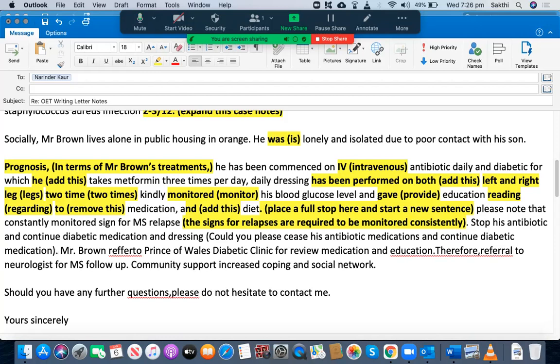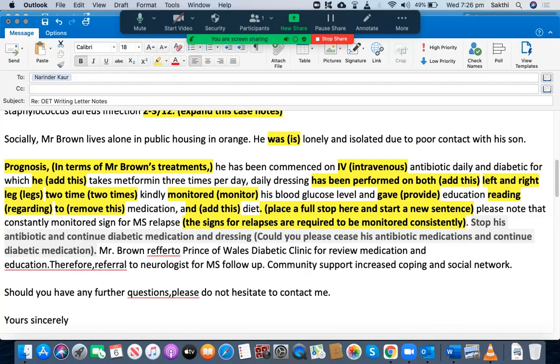Otherwise you can use even the passive voice as well. You can say, for example, his antibiotic medications are required to be ceased, whereas the diabetic medications need to be continued or something. That's what we can do, and that's how she should have written it, but she didn't. Okay, Mr.